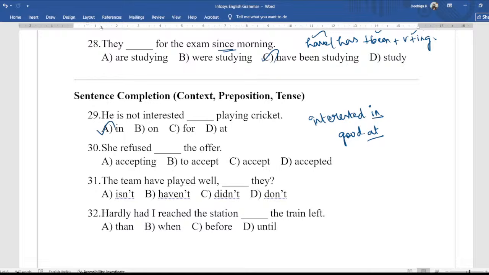And she refused dash the offer. She refused. Refused will always be followed by to. Refused to. So when you use to, you use accept. You can't say she refused accepting the offer. She refused to accept the offer. To will always be followed by the actual verb in the base form. And then the team have played well dash they. This is something called as question tagging.